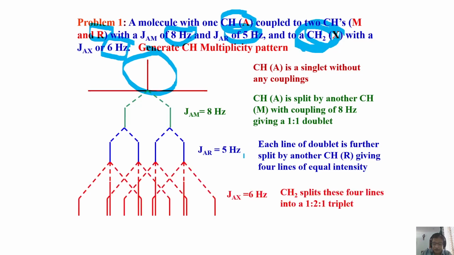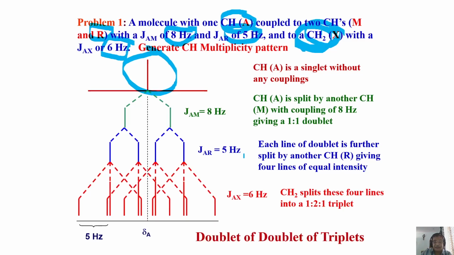So, what do you call this pattern? This is a doublet of doublets of triplets. So, this is how we can generate the multiplicity pattern. You understand how easily we can do it? We generated this theoretically, assuming a hypothetical molecule.